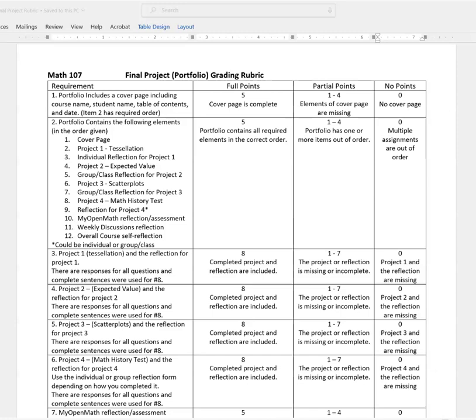Sometimes I do refer to it as a final project, but it's actually a portfolio that is the project for Math 107. And because it's 15% of your grade, I want you to be very clear about what I'm looking for and how you're going to earn those points.